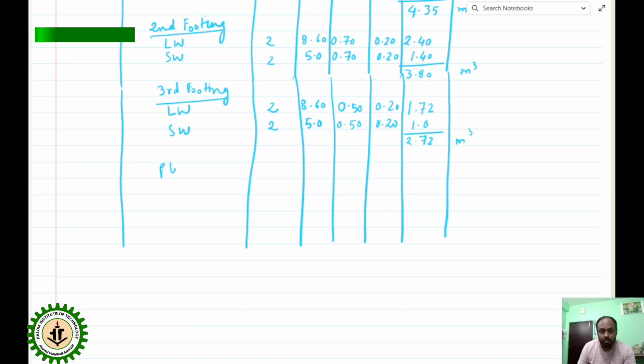Now for plinth area. Long wall, short wall. 8.60, 5.0, 0.50. The width in plinth is 40 centimeter. That means 0.40, 0.40, and height is 60. That means 0.6, 0.6.